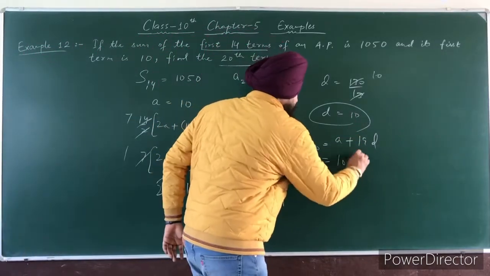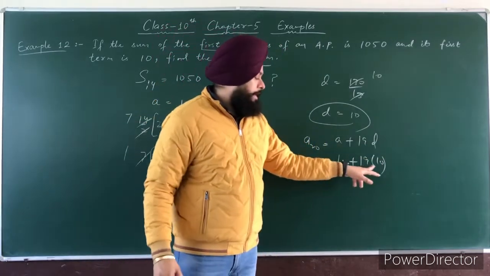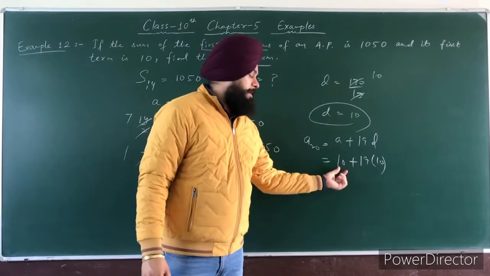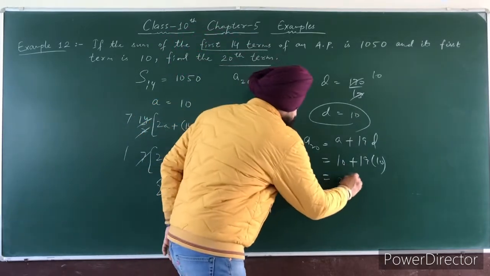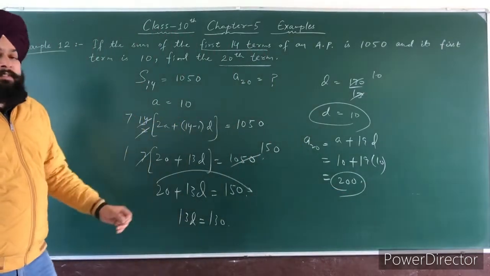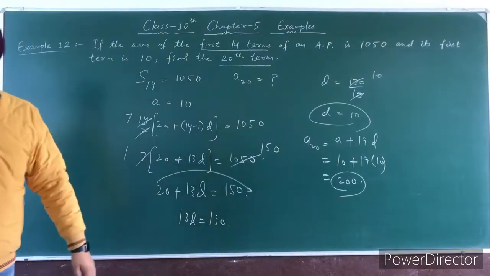So we will write 10 plus 19 into 10. Now 19 10s are 190 and 190 plus 10 is 200. It is 200. It means the value of the 20th term is 200. Alright, so this is the example number 12.